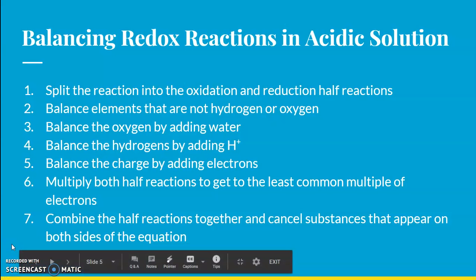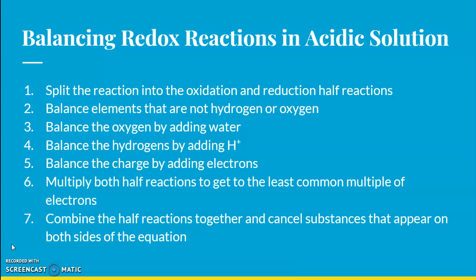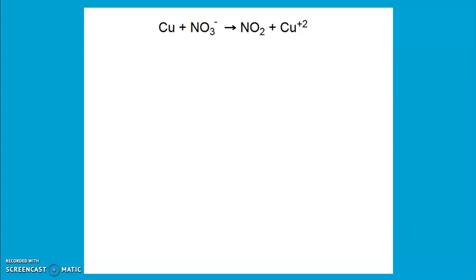So now we'll take a look at how we actually balance in terms of electrons with an acidic solution. So we've got this reaction here of copper with nitrate making nitrogen dioxide and a copper 2 ion. So we have our copper being oxidized, losing 2 electrons, and we have our nitrate ion being reduced from a +5 when it's in the nitrate ion to a +4 when it's in the nitrogen dioxide.